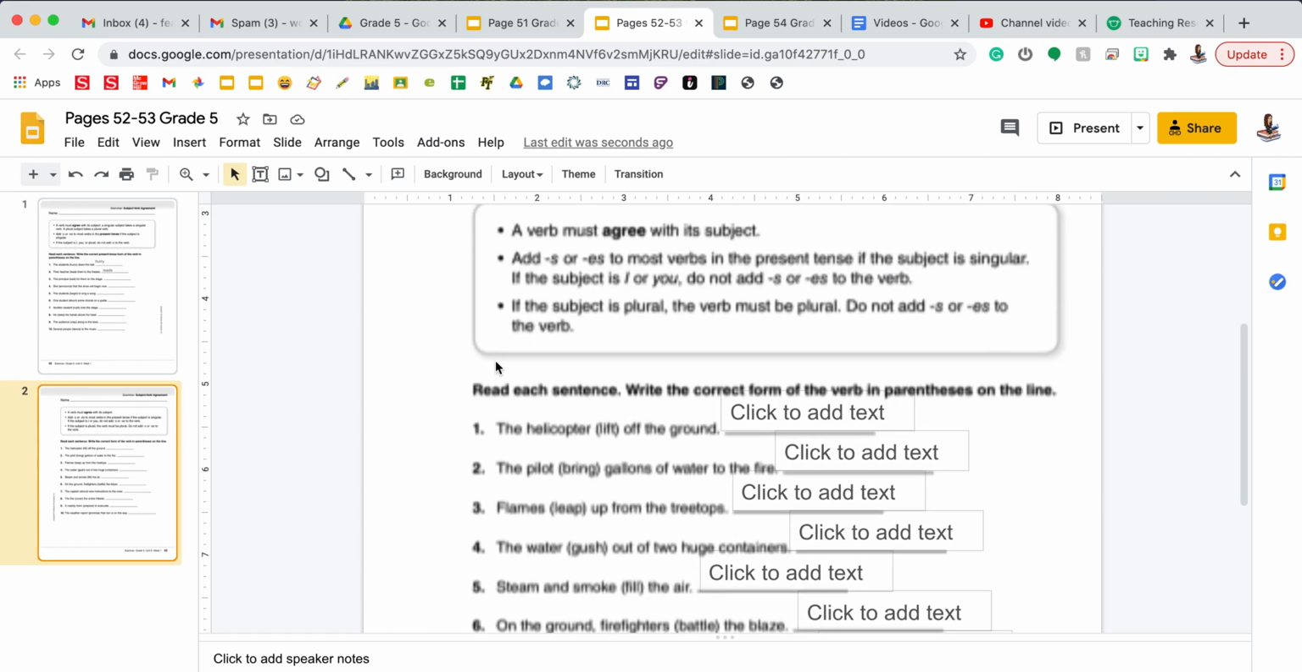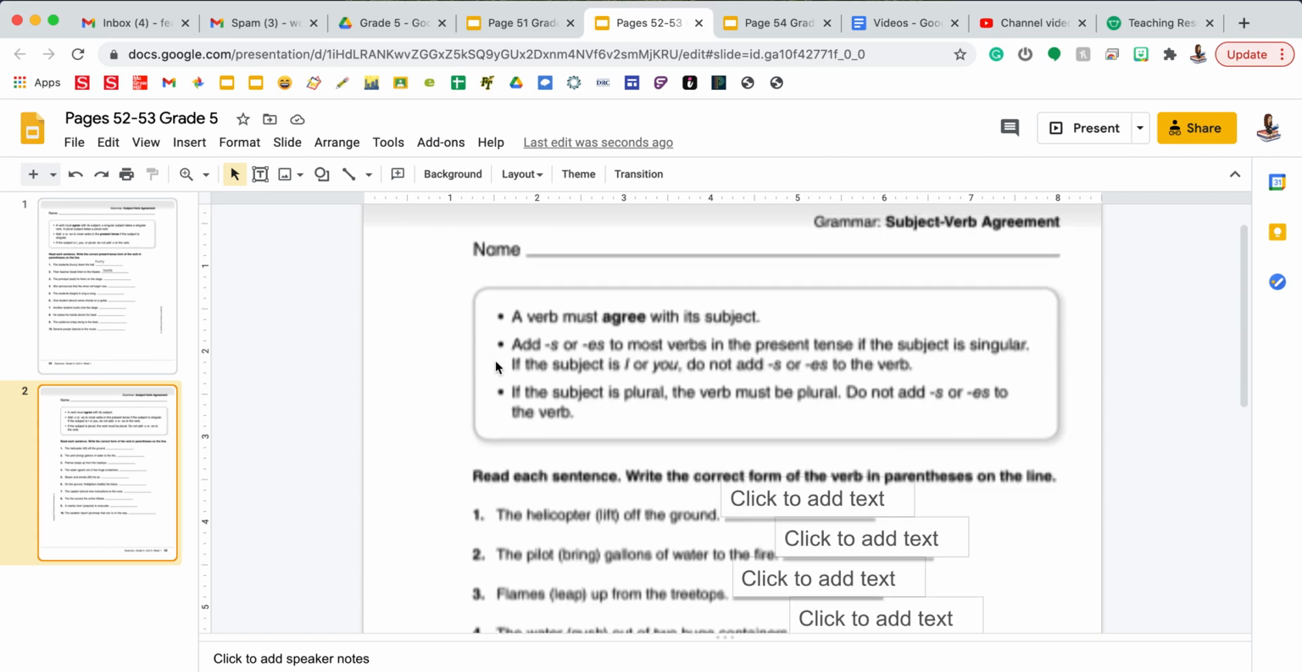Page 53 is looking at subject-verb agreement again. Again, a verb must agree with the subject, so singular subject equals singular verb, and plural subject equals plural verb. We add an s or es to most verbs in the present tense if the subject is singular. If the subject is I or you, do not add s or es to the verb. If the subject is plural, the verb must be plural, so we do not add s or es to the verb.